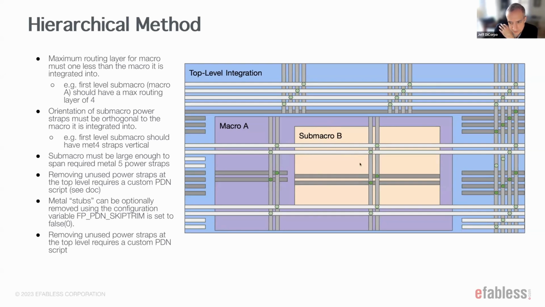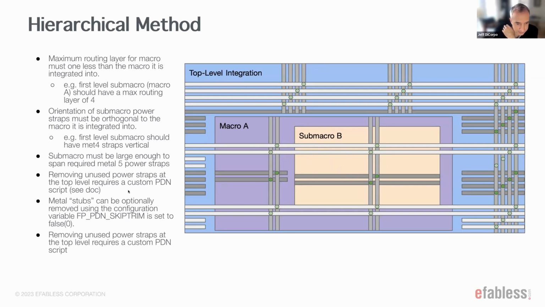The other thing to consider is to make sure the macros are large enough to intersect the straps at the next level up. So in larger designs, you may have a macro that's very small, and the pitch between your straps may be larger than the actual size of the macro. So you need to think about placement of the macro, or the overall size of the macro, or the pitch of your straps, to ensure that you have sufficient power connectivity to the sub macros.